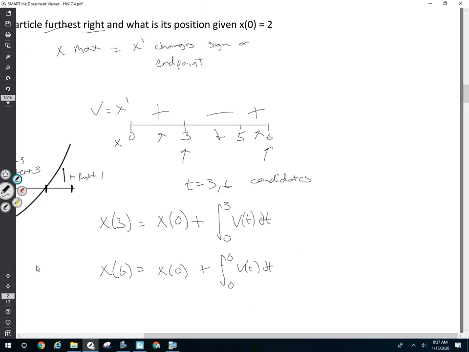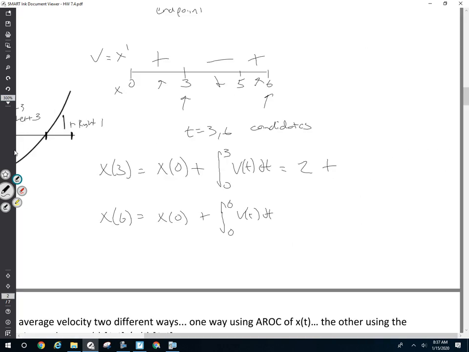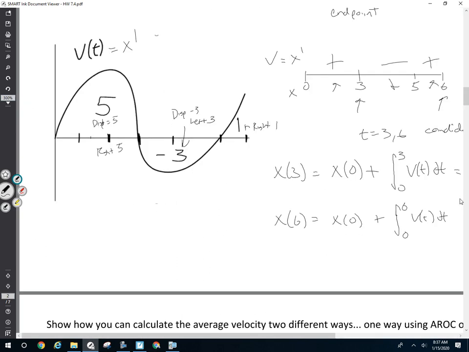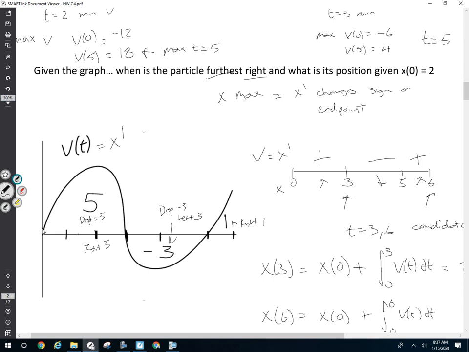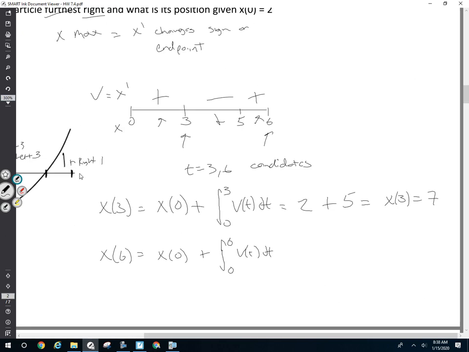This is kind of what that's saying. Starting at a position of 2, add a displacement of 5, and I get a position of 7. If I started at a position of 2 and went to the right 5, I'm at 7. If I went to the left 3, I'm at 4. And then if I went to the right 1, I'm at 5.